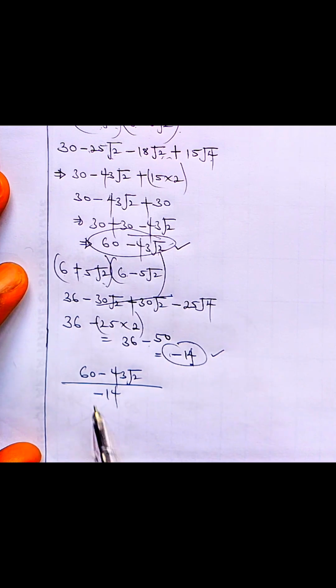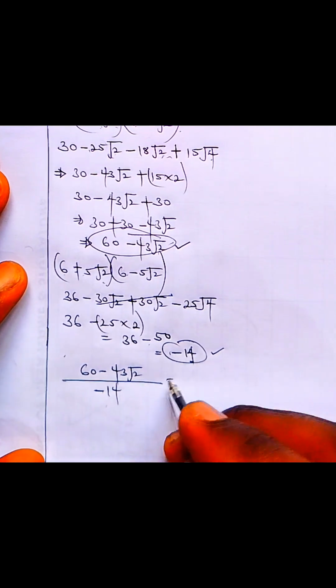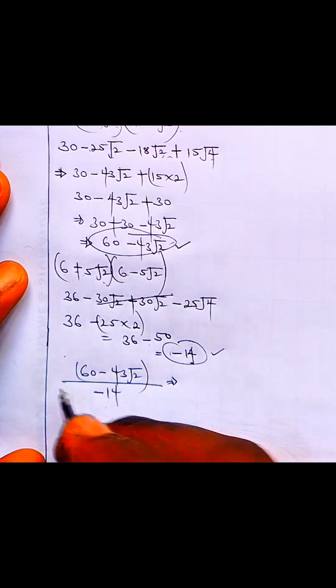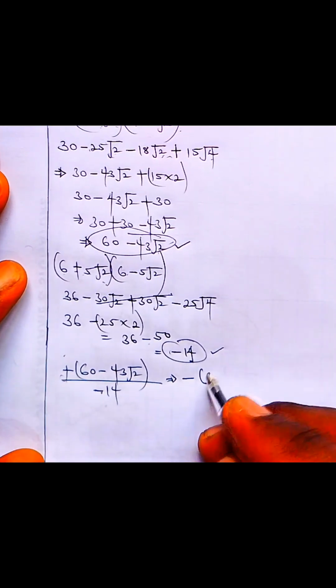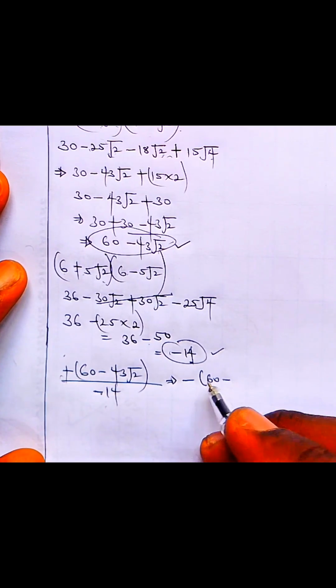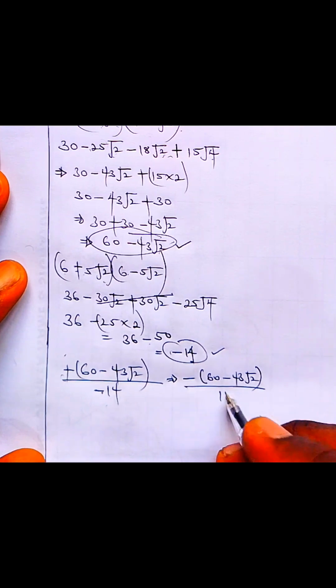You could choose to leave our final answer this way, and you could also choose to leave our answer in a more simplified version. So how do we do that? First of all, we can decide to send the minus up there. So when we send the minus, everything here has a positive sign. So plus and minus gives us minus. That's minus 60 minus 43 root 2 over 14.